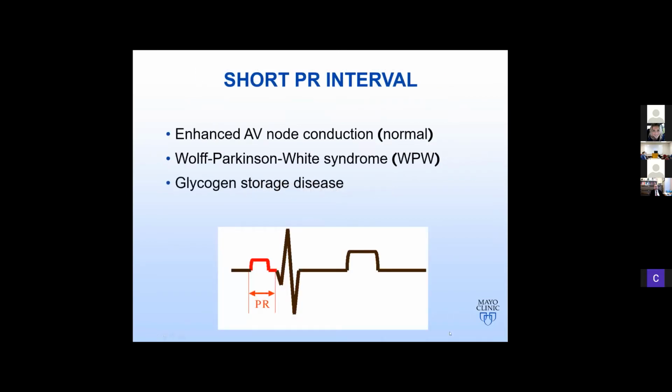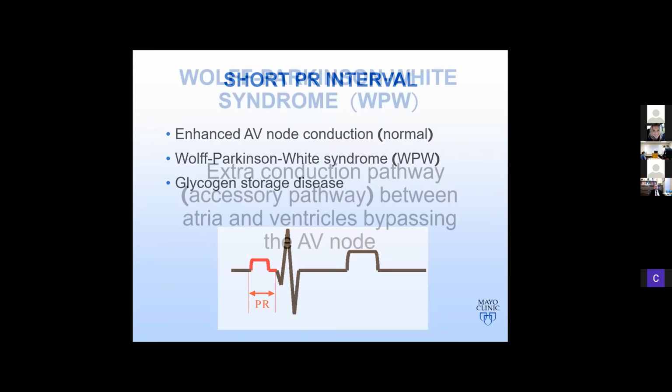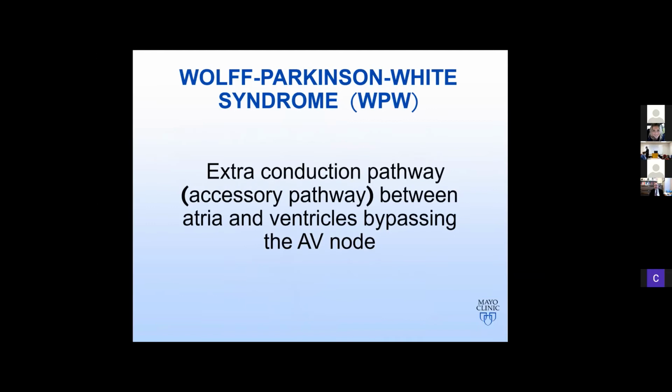Now, a short PR interval we can see with enhanced AV node conduction with something called Wolff-Parkinson-White, which we'll go over in just a second, and also with glycogen storage disease. So what is Wolff-Parkinson-White, or WPW? WPW is an extra conduction pathway between the atria and the ventricles, bypassing the AV node.